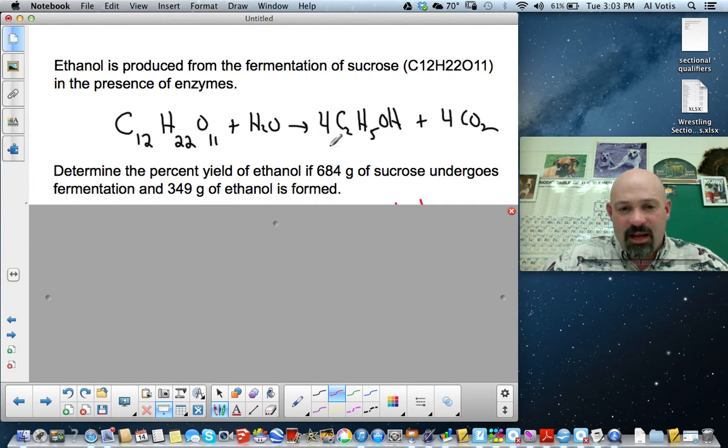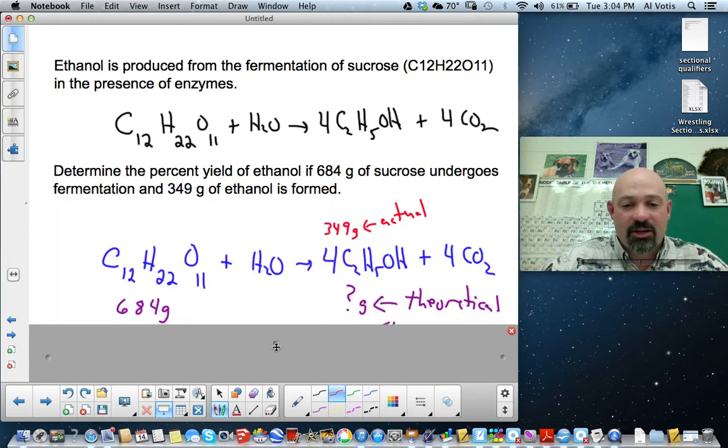So that 684 grams of sucrose is how much given substance we had. The 349 grams of ethanol formed is not an amount of reactant here. That is the C2H5OH. That is the actual yield. Before I find my percent yield, we have to find out how much I should have gotten. That's how much I got. How much ethanol should I have gotten?